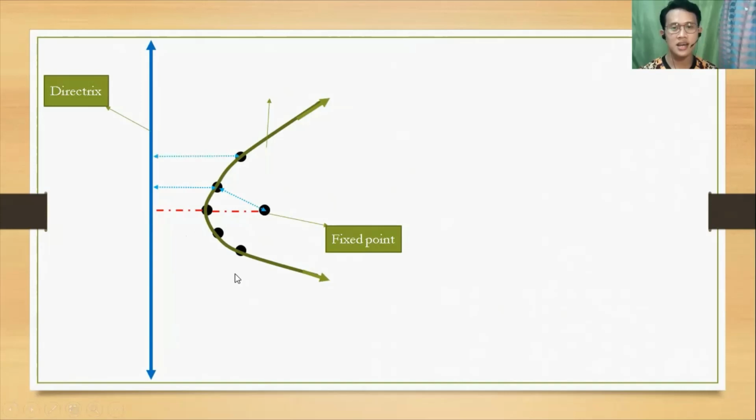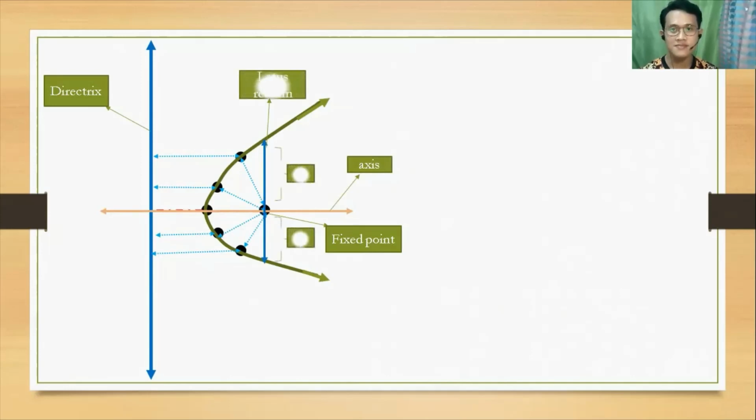And also the other points. So let's assume, okay, this distance is equidistant. So there's something wrong with my line. So let's just assume they are equidistant. Okay. And then this line here I drew is the axis. And after that, we also have the latus rectum.